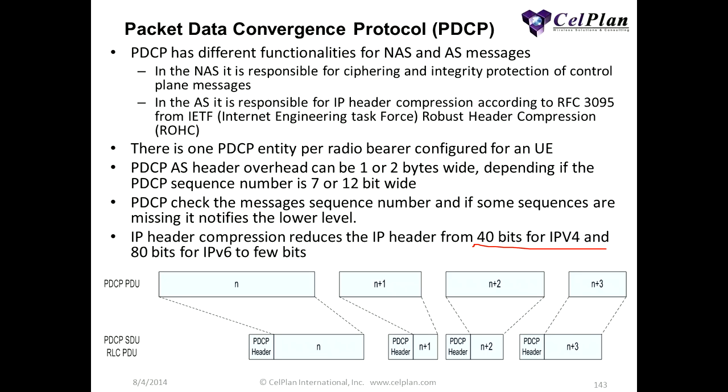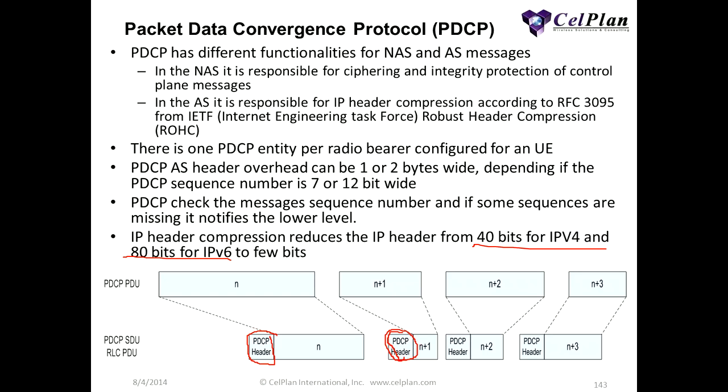So what happens is that the IP header is very large and very repetitive. It has 40 bits for IPv4, 80 bits for IPv6, and it's repeated in every packet, but the information is exactly the same. It's not needed for the rest of the wireless network. The only thing needed is the number of the packet. So basically it sends the header once, and then replaces the header just by the number. So when the UE receives the packet, it is able to reconstruct it.